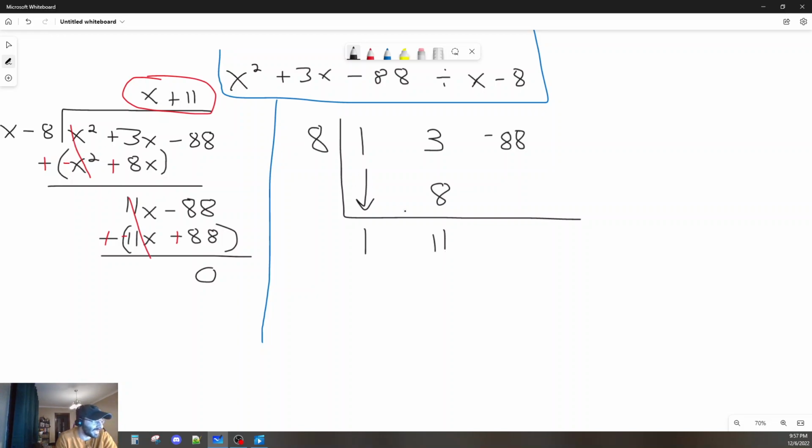Now you multiply again. 8 times 11 is 88. Instead of subtracting, you're adding. Negative 88 plus 88 is 0. Okay? That means your remainder is 0.